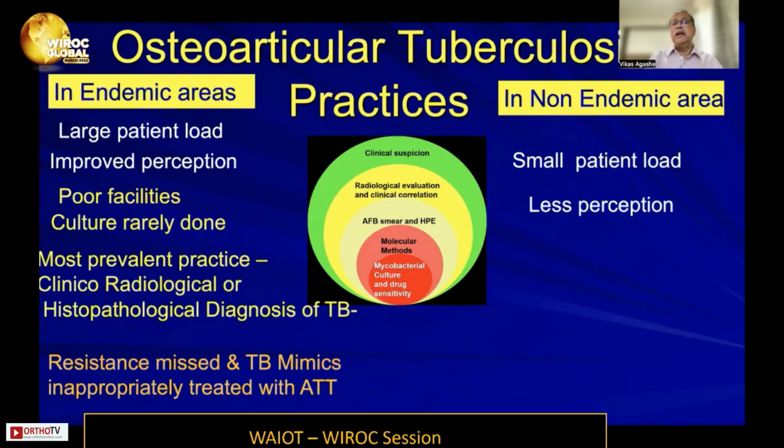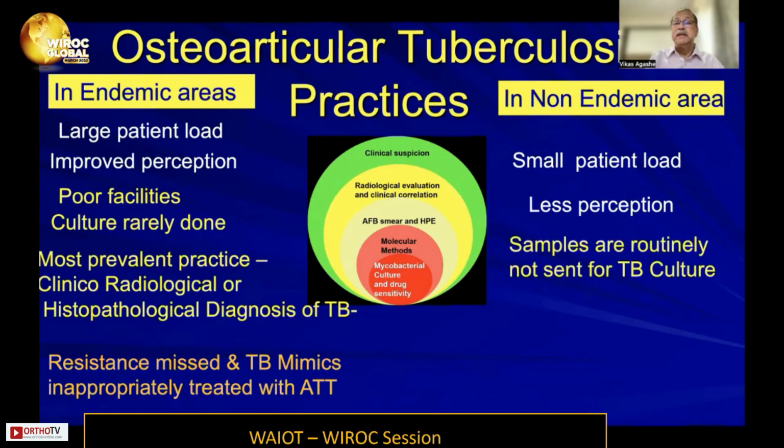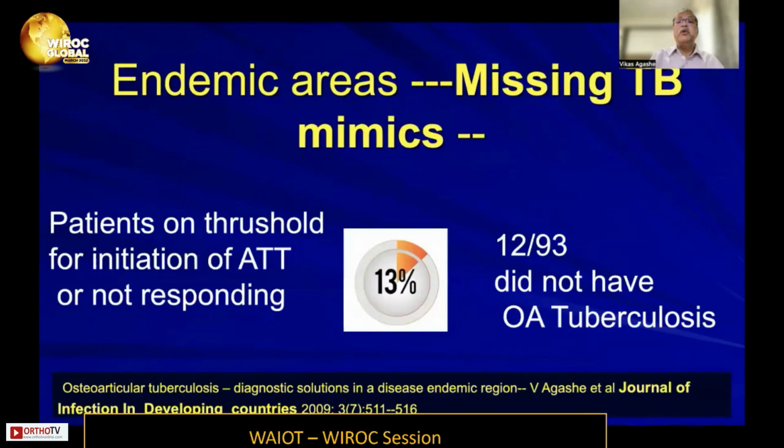On the other hand, in non-endemic areas, the patient load is less, but at the same time, the perception is less. That leads to samples that are not routinely sent for TB culture, and therefore, it is often considered a diagnostic enigma, which leads to significant delay in management. Coming to endemic areas, missing mimics is quite common.